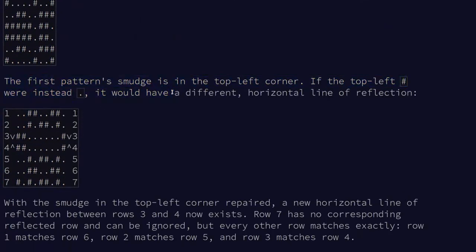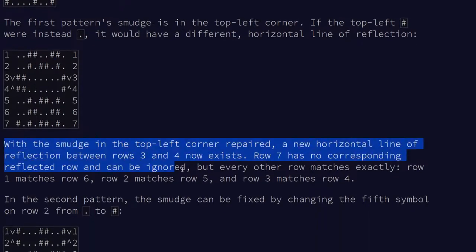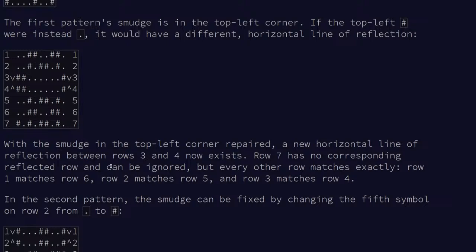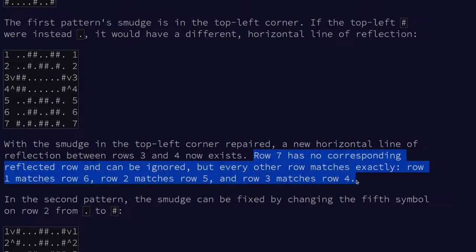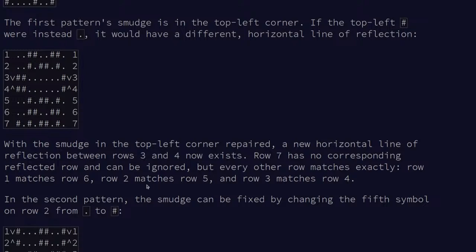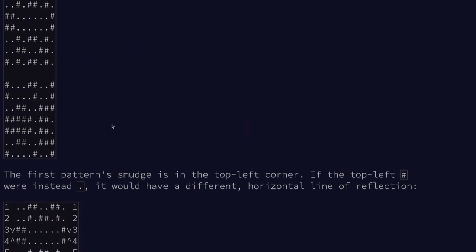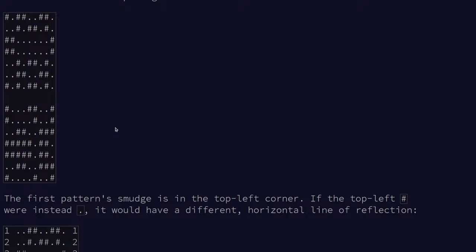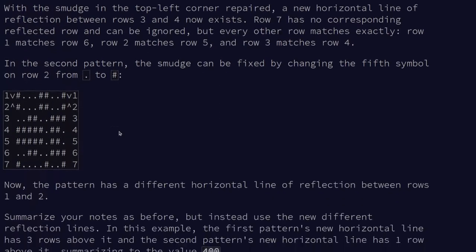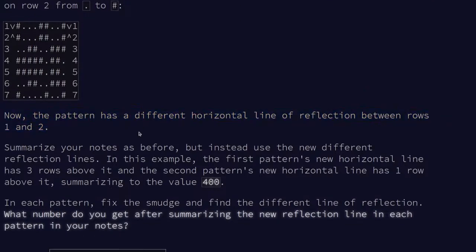First vertical line shown at the top left or a dot. It would have a different horizontal line of reflection. With the smudge in the top left corner repaired, a new horizontal line of reflection between 3 and 4 now exists. 7 has no corresponding reflected. So 162534. The second pattern, the smudge can be fixed by changing the fifth symbol. Now the pattern 2 has different horizontal.